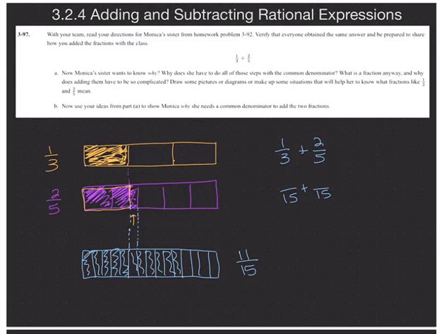Right? 3 times what's going to get me to 15? 3 times 5. So 1 times 5 is 5. Same process on the other one. 5 times what's going to get me 15? 3. 2 times 3 is 6. We add the tops and we have the same denominator, right? Same answer. On the left, it just gives you a nice little picture representation or a model of why that's true.